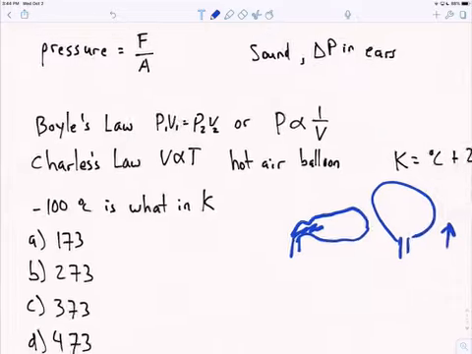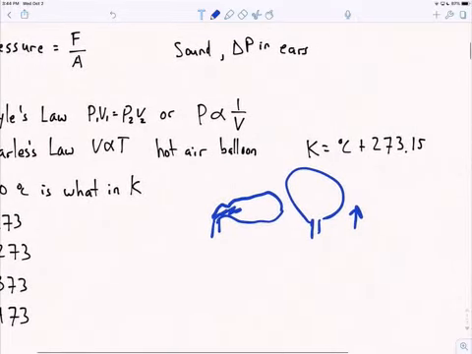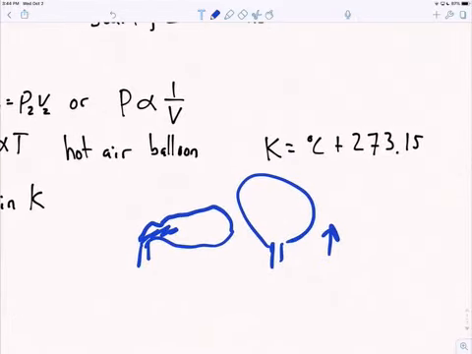Okay. Charles' law also has to do with absolute temperature, so I should probably define temperature. The definition of temperature is average kinetic energy. That's what the book will tell you. Let me go beyond the book and explain things a little more in depth. Temperature is really average translational kinetic energy.